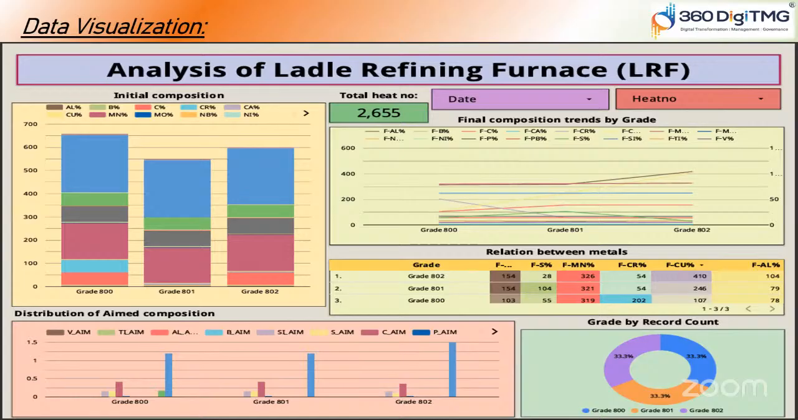And why is grade 802 showing a consistently higher value? Grade 802 is likely high strength or high hardness steel. It demands a high concentration of manganese, phosphorus and carbon, which is why it tops the composition.